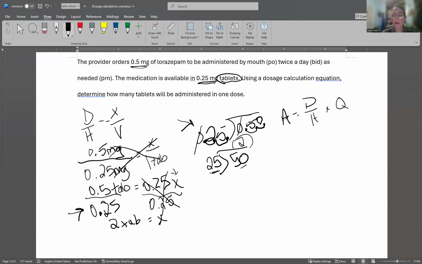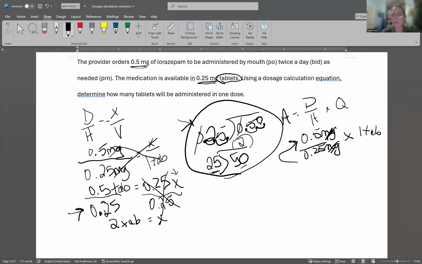Same concept over here, A equals D over H times Q. So the D is the 0.5 milligrams over 0.25 milligrams times 1 tab. You're going to divide, cross those off, do this division problem again, and you'd get 2 times 1 tab, which is 2 tabs. All right. Hopefully you guys are getting this.